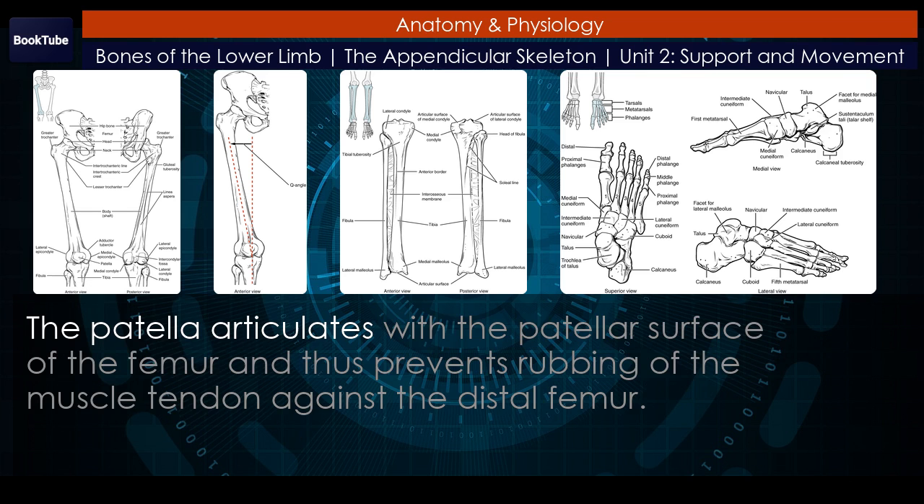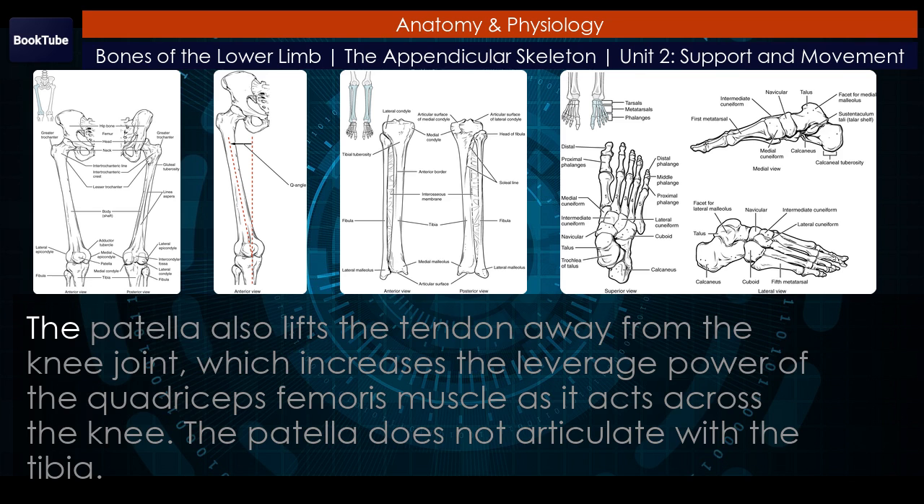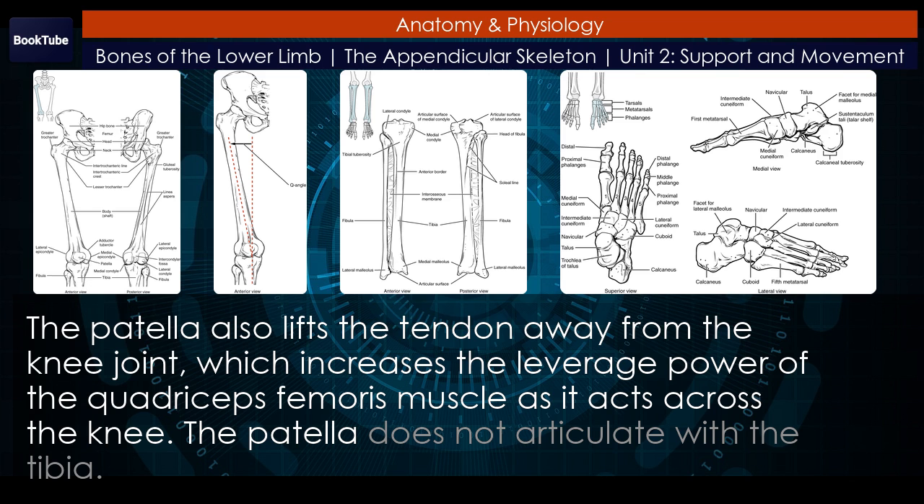The patella articulates with the patellar surface of the femur and thus prevents rubbing of the muscle tendon against the distal femur. The patella also lifts the tendon away from the knee joint, which increases the leverage power of the quadriceps femoris muscle as it acts across the knee. The patella does not articulate with the tibia.